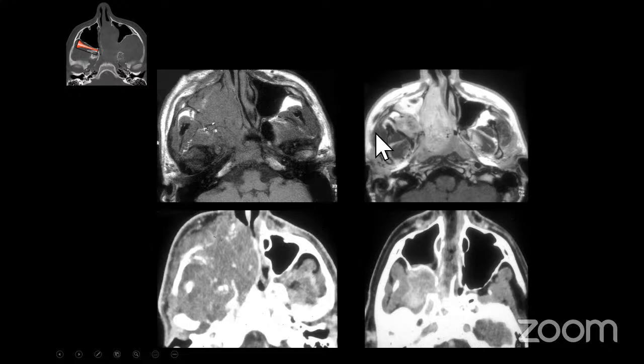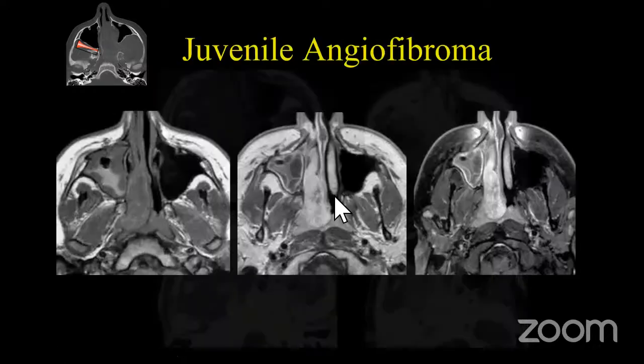So point number one is I want you to be familiar with the standard imaging findings, because clinically, you're not going to be able to reliably differentiate between things such as JAF, squamous cell carcinoma, and rhabdomyosarcoma. So you have to be familiar, because if it's a JAF, you're going to work this up with some type of angiographic study. Or if you think it's rhabdomyosarcoma or squamous cell, you're going to have to biopsy that case.